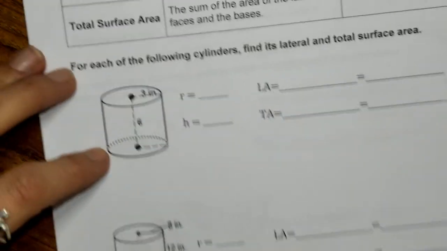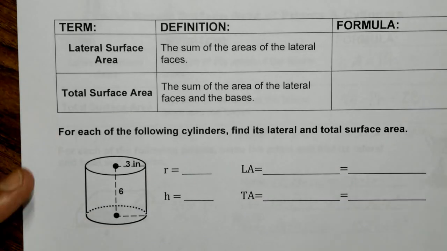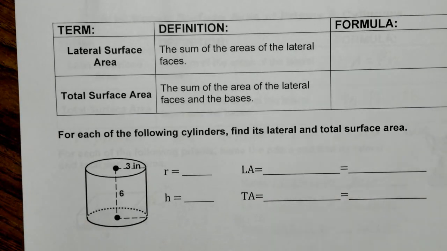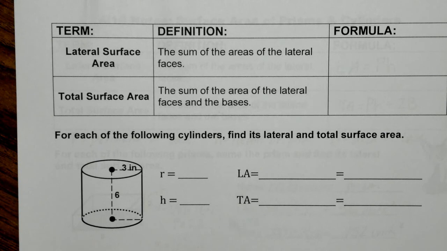Usually you're given pretty much what you need. The only difference is you may be given diameter and need radius. Lateral surface area, same definition, no need to go over. The only difference here is your lateral face is a curved face. It's what we call a curved face because it is cylindrical. It goes around with circles.